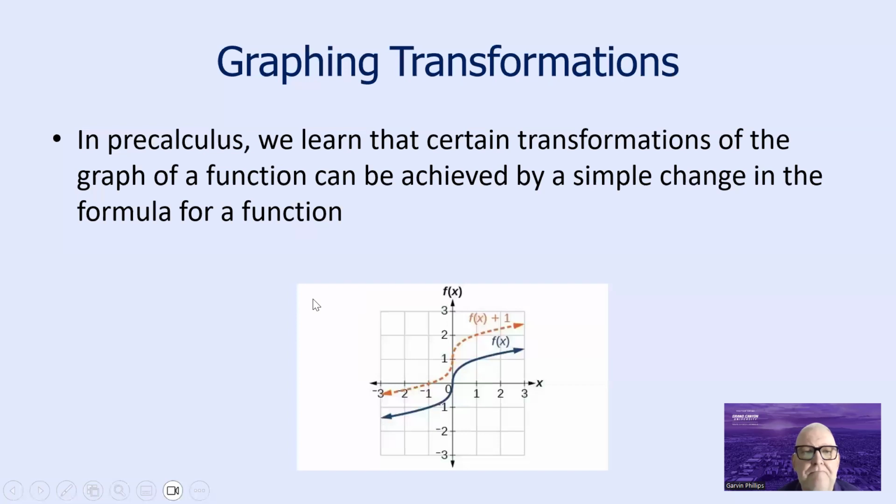Okay, so let's talk about graphing transformations. In a pre-calc class, or college algebra class, we learned that certain transformations of the graph of a function can be achieved by a simple change in the formula of a function, adding a piece, subtracting a piece. Outside of the function, they move up, down. Inside a function, they move left, right. And basically, by setting the argument equal to 0, we'll determine whether they go left or right.